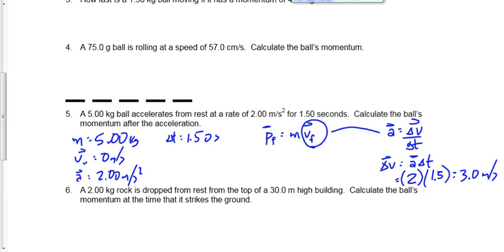All right, let's plug that in now. M is 5 kilograms times VF is 3 meters per second. That works out to be 15.0 kilograms meters per second. Is that good?